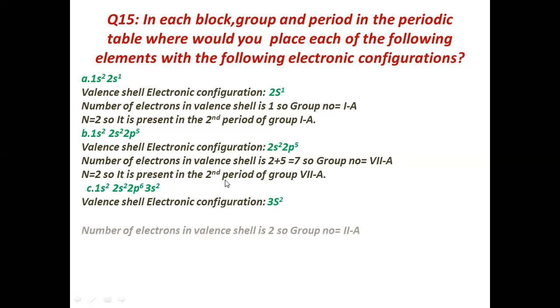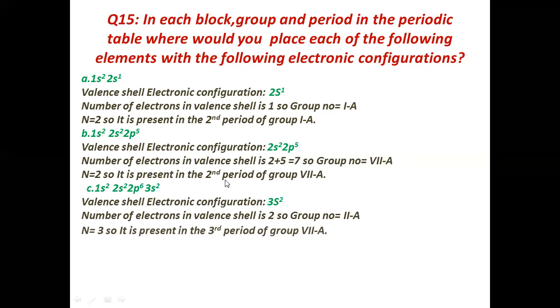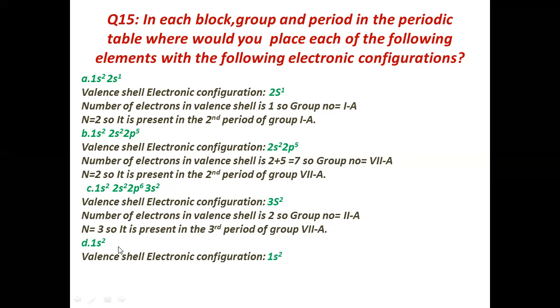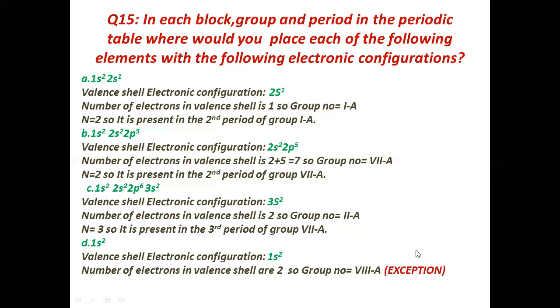Then the last one, the valence shell electronic configuration is 3s2. So n value is 3, which means that it is present in the third shell, and 2 electrons are present in the outermost shell, so it is present in group 2A of the periodic table. 1s2, although I told you there are 2 electrons, is an exceptional case because this is for helium. I mention it as an exception because helium, although it has 2 electrons in the outermost shell, is the same as the noble gases.